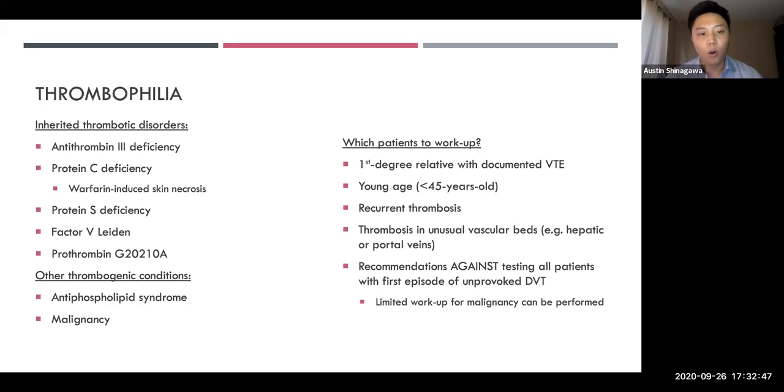You can also work up a patient for protein C deficiency if they have warfarin-induced skin necrosis, but that's just kind of a side point. I do want to mention that working up patients for thrombophilia doesn't really have an effect on their clinical outcome, but it can be useful for them to know, to tell them things like avoid smoking because you're at very high risk, or also for genetic purposes.